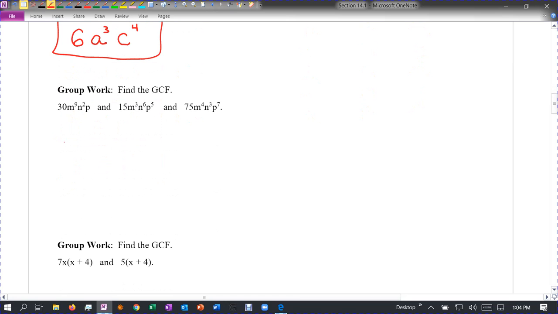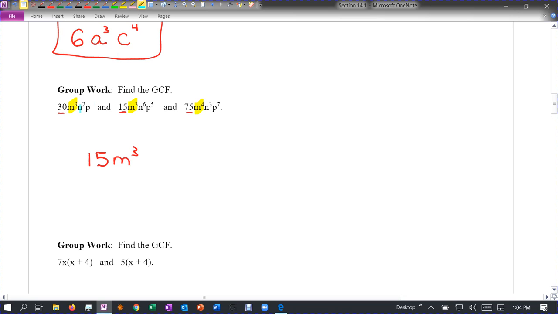Okay, this one. So what is the biggest number that goes into all those numbers? Starting here with the numbers 30, 15, and 75, the biggest number that goes into all of them is 15. How about the m's? We have 9 m's here, 3 m's here, and 4 m's here. What they have in common then is 3 of them.